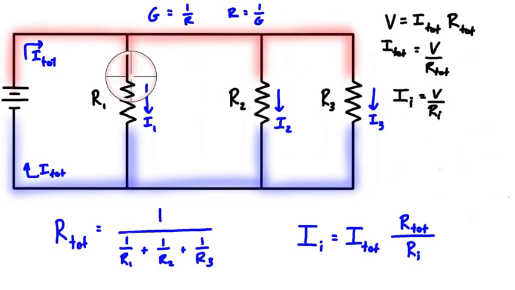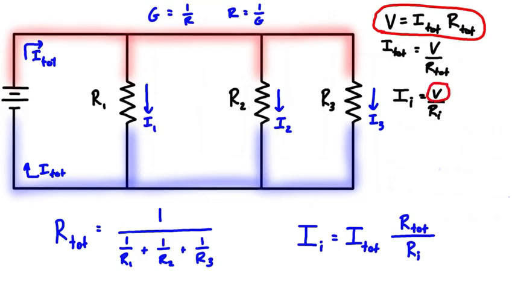But notice that the voltage drop across any given resistor is always going from the red node to the blue node. So it's actually going to be the same. This V here is equal to this V. So what we can do is replace this V, which is equal to I tot times R tot, and substitute it into this expression. Then we get that the individual current flowing through one of the resistors is equal to I total times R total over Ri, the individual resistance.